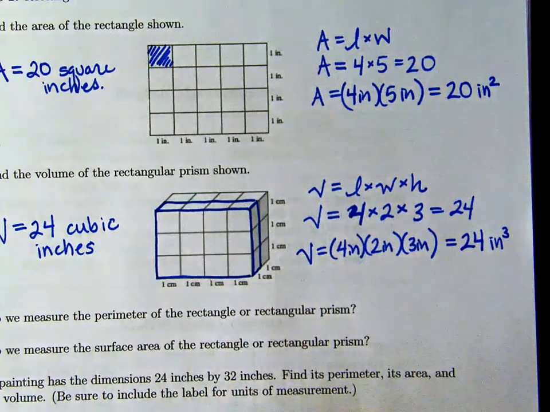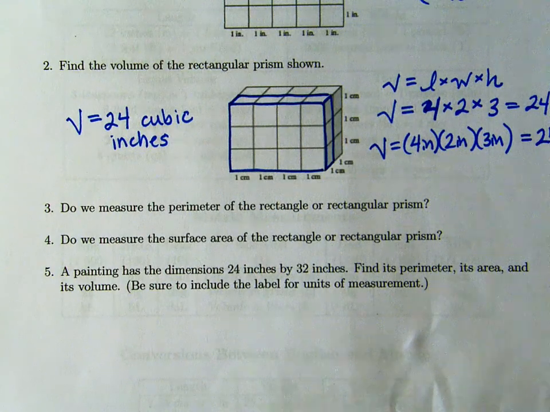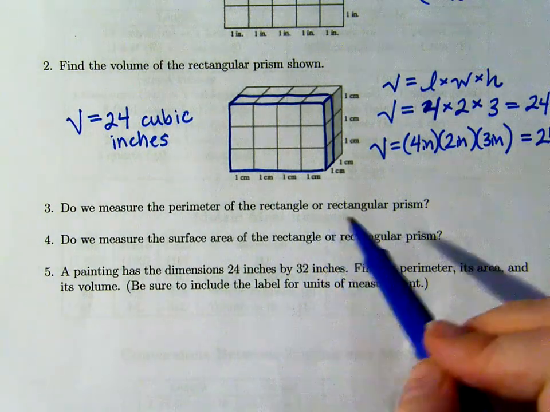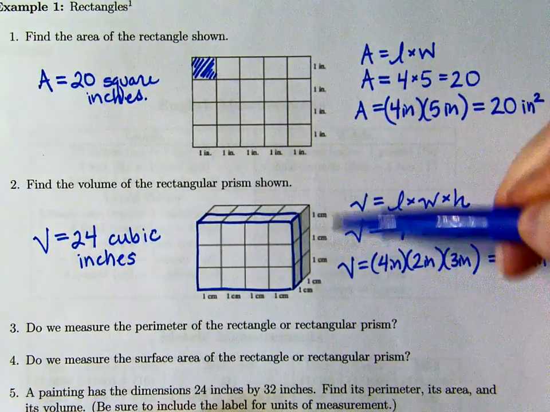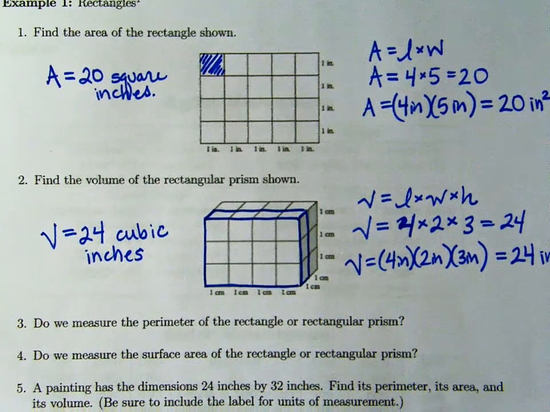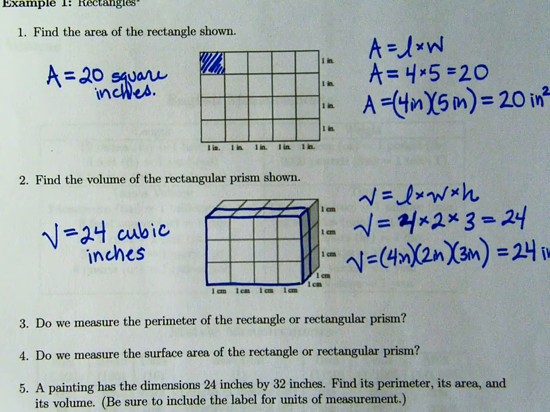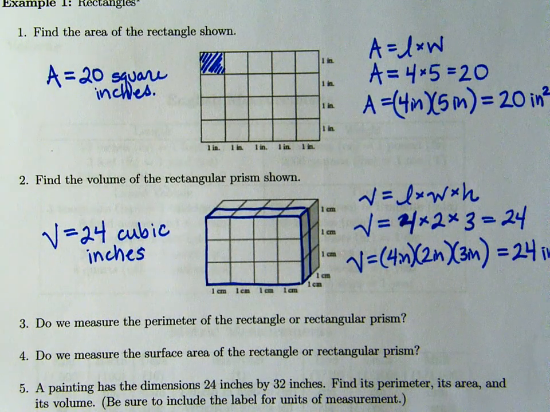Yeah? Okay. Do we measure the perimeter of the rectangle or the rectangular prism? Okay, so if I look at the rectangle versus the prism, the 2D image versus the 3D image, which one do we compute perimeters for? Well, that depends on you remembering that perimeter means distance around.